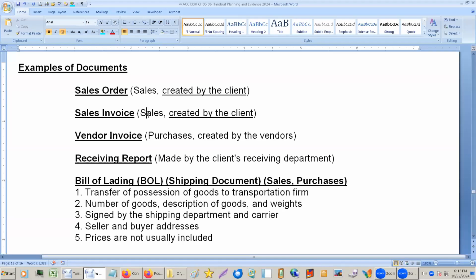Sales order might be for 100, maybe they don't have it, send them 80. So there are reasons why the sales order might be different than the sales invoice. But still, these are both created by the client. And generally speaking, they're not very good evidence.